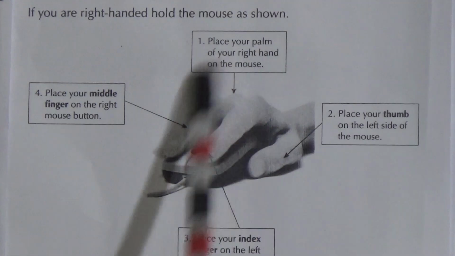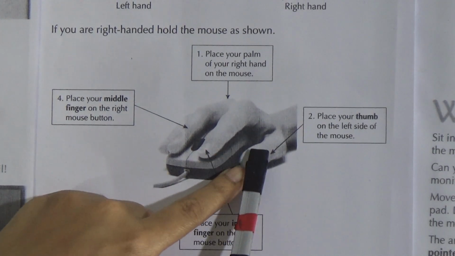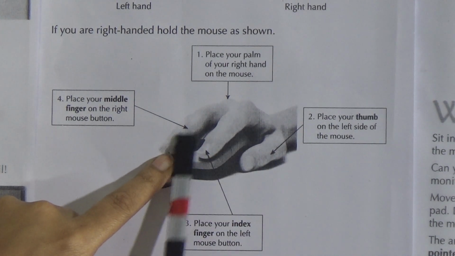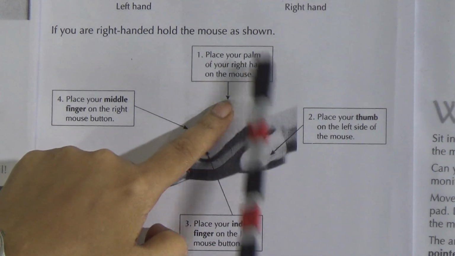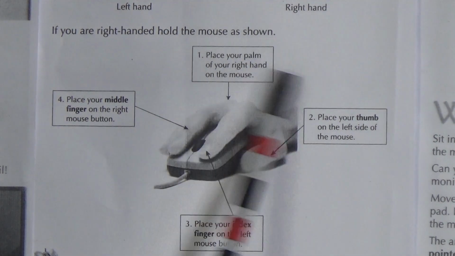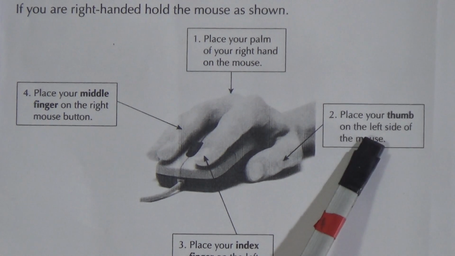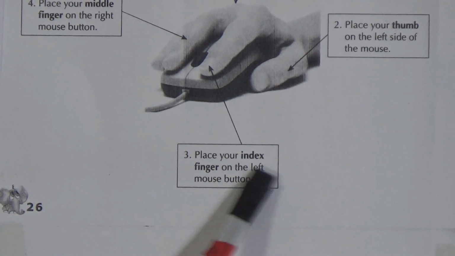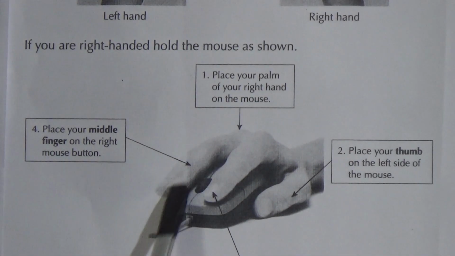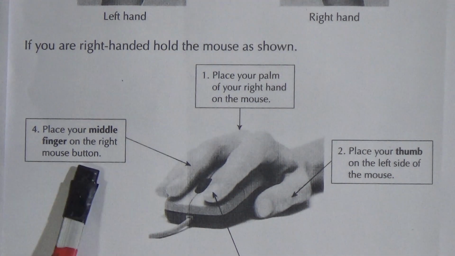If you are right handed, this is the index finger, the thumb and the middle finger, and this part is the palm. Number 1. Place the palm of your right hand on the mouse. Number 2. Place your thumb on the left side of the mouse. Number 3. Place your index finger on the left mouse button. And number 4. Place the middle finger on the right mouse button.